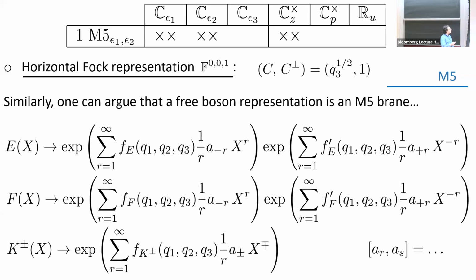But in this representation, the operators, just to give you an idea, look like free bosons. So just vertex operators made out of free bosons. It's A's and A minus that do not commute. They have some Heisenberg algebra that depends on Q1, Q2, Q3. And other than that, it's just literally vertex operators, free boson, the way you know.